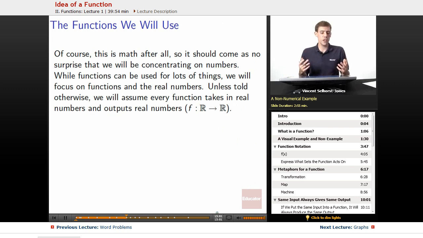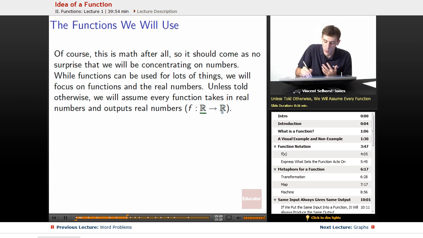So the functions we use, of course, it's no surprise. This is math. We're probably going to be talking about numbers. So it shouldn't come as a surprise. We're going to concentrate on using these functions with numbers. So functions, as we just saw, can be used for lots of things, but we will focus on functions and the real numbers. Unless we're told otherwise, we will assume every function takes in real numbers and outputs real numbers. That is to say, f is taking in reals and then spitting out reals.